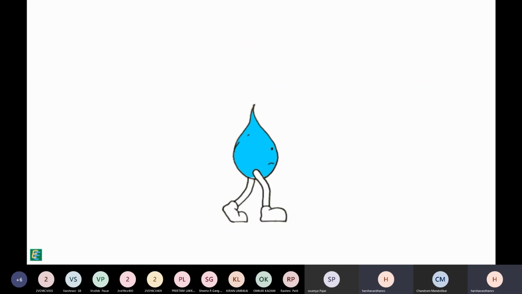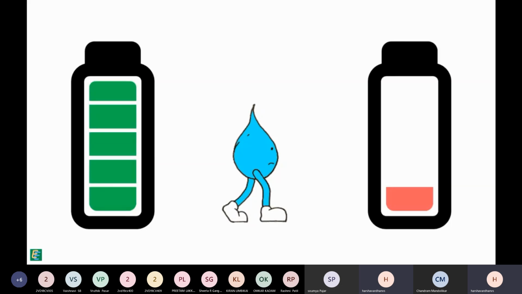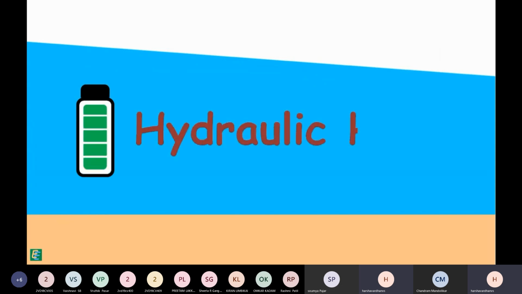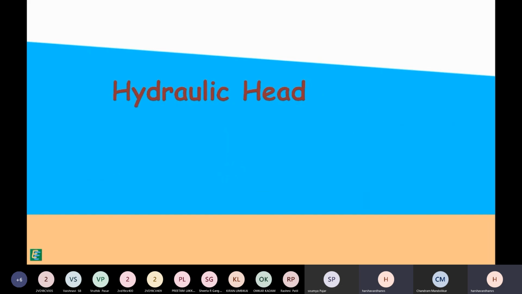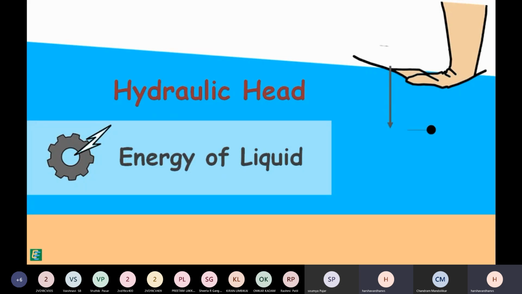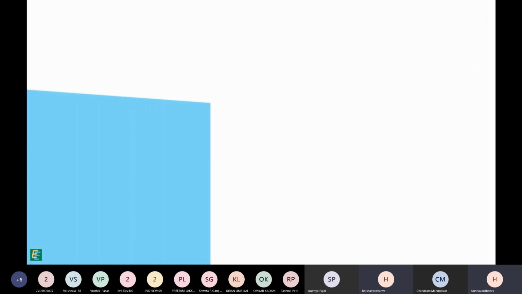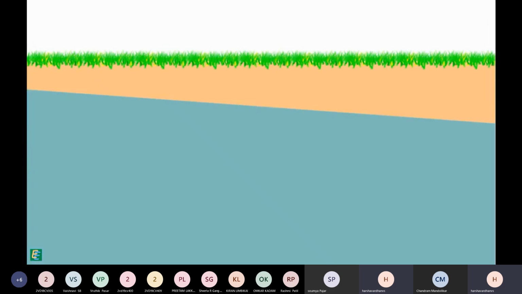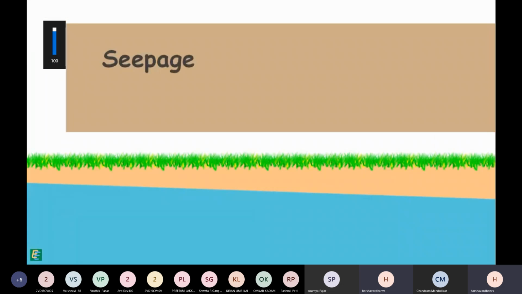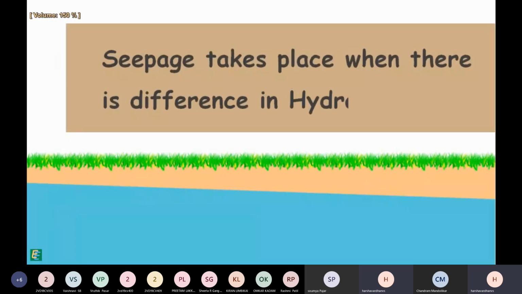We know that water moves from high energy state to low energy state. In case of water, these energy states are represented as hydraulic heads. The hydraulic head is the amount of mechanical energy or liquid pressure available at any point in the water above datum. For the flow of water to take place in the soil, there should be a difference of hydraulic head, and water flows from high hydraulic head to low hydraulic head. Hence, seepage takes place when there is a difference of hydraulic head.